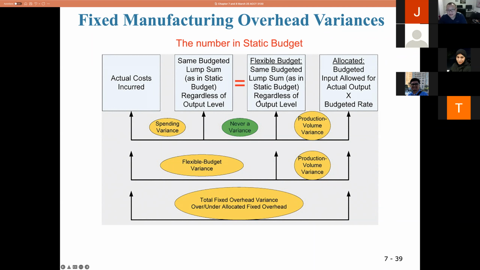Why? Because this number is from the static budget. So the rate is calculated based on the budget level of production, but this allocation is based on the actual output production. Therefore, the difference is due to the change in the production volume. So the difference between these two is the production volume variance. Are we clear with this picture? Do you have any questions on this?